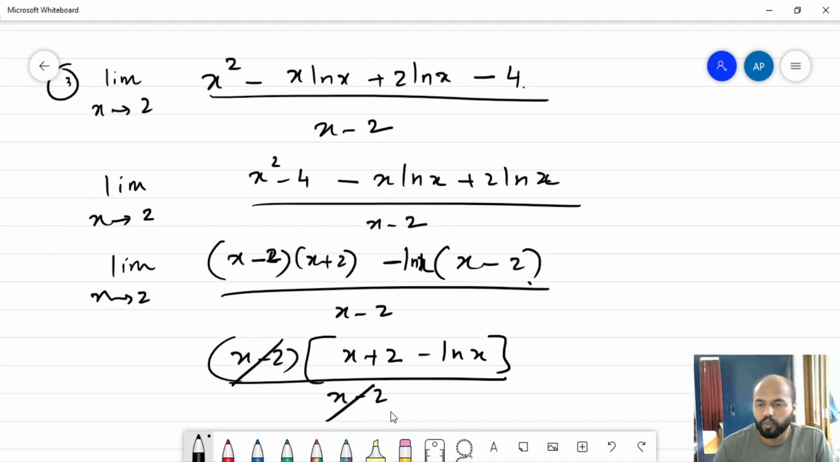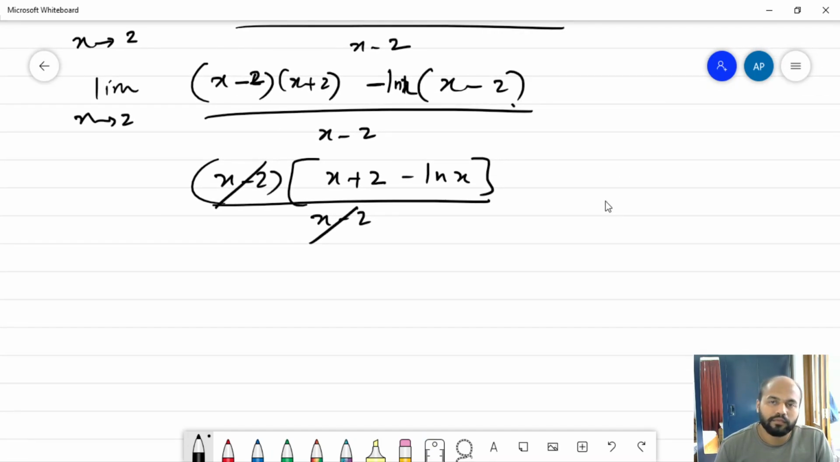Now if we put 2 in the expression, all that we are left with is 2 + 2, which is 4, and this would be ln 2. So the answer to this question would be 4 − ln 2.